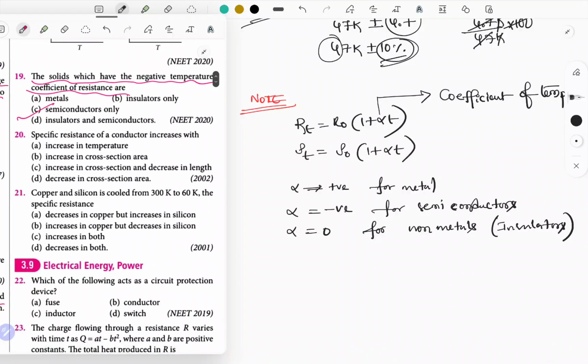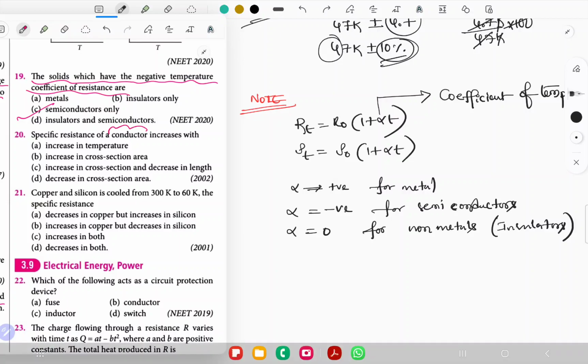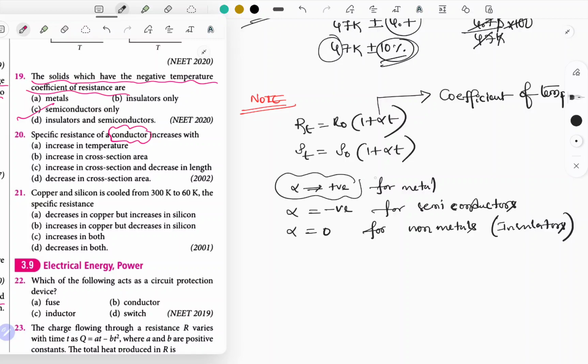Specific resistance of a conductor increases with. Specific resistance here is rho T. So if temperature increases, then what happens to specific resistance of a conductor? For conductors, alpha is positive. Metals is nothing but conductors, alpha is positive. If alpha is positive, specific resistance increases with temperature. So with respect to temperature, it will increase. For question number 20, which option matches? Option A is the correct answer.